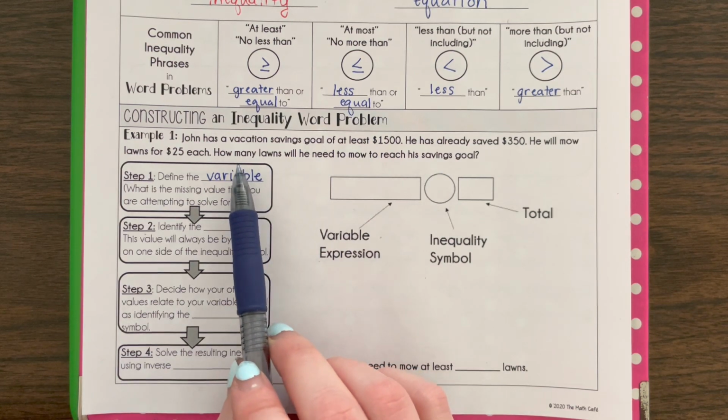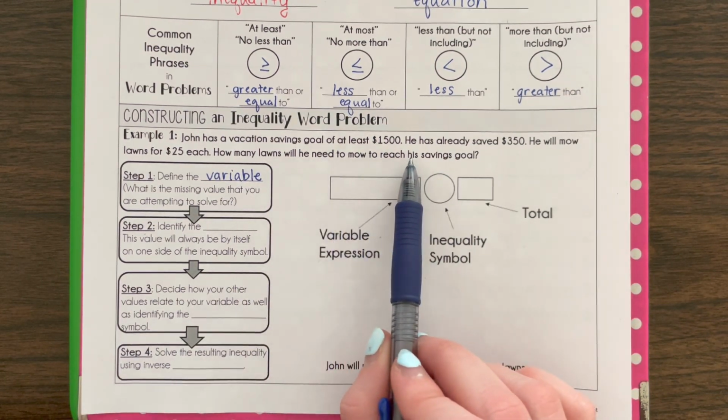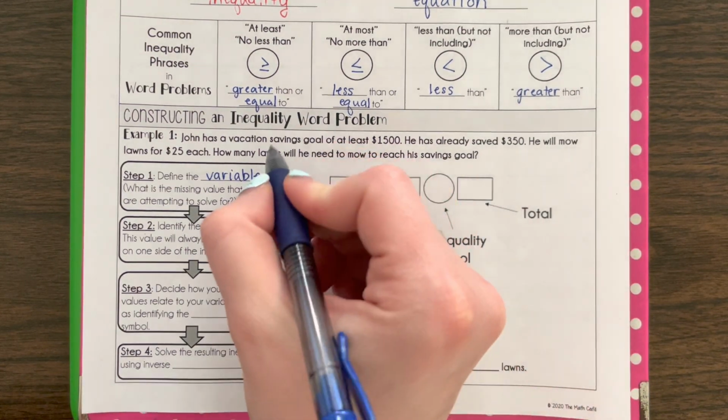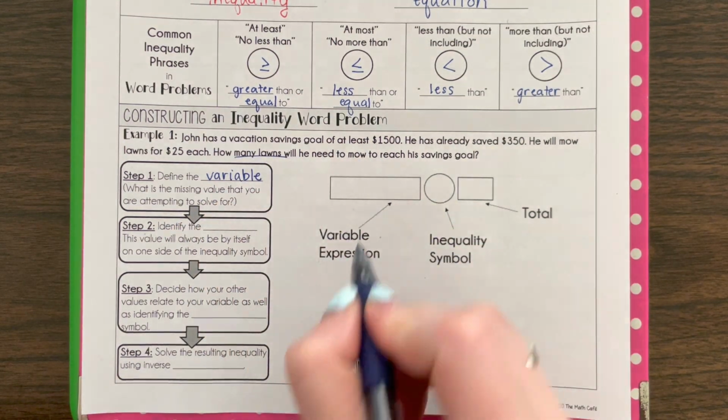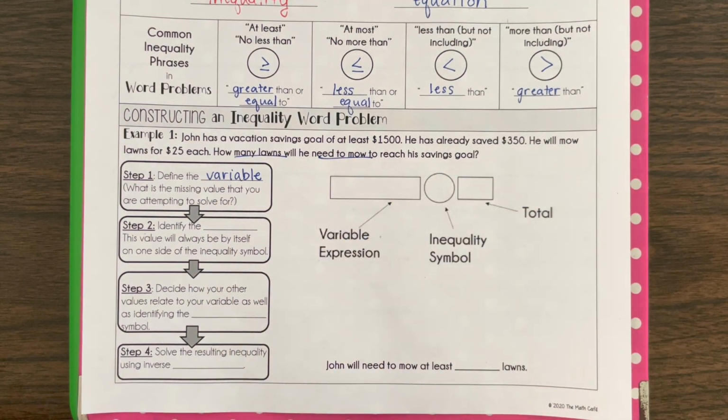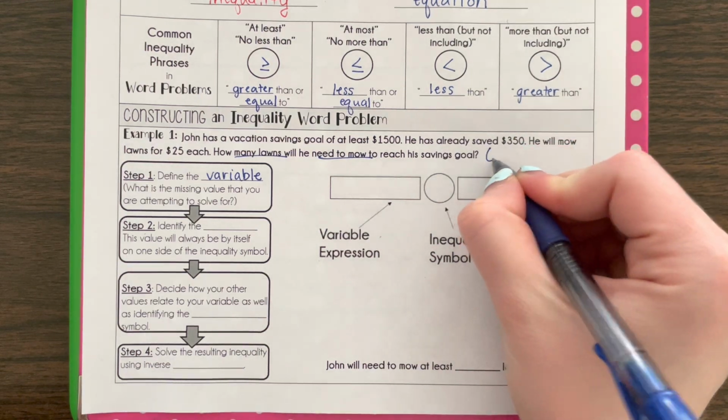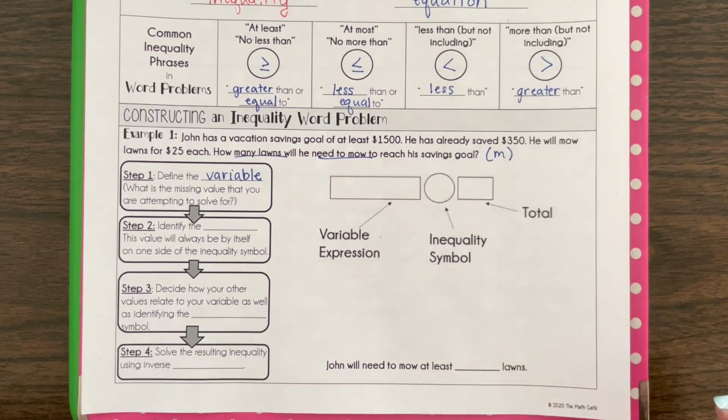Well, our question here is, how many lawns will he need to mow to reach his savings goal? So we're figuring out how many lawns he needs to mow. It doesn't give us a variable, so I'm just going to say, let's use the variable m. And you can choose any variable as long as you define it.